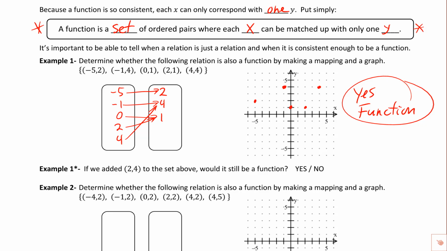Now, I'm going to change colors here, and this is example 1 star. Here's what we're going to do. We're going to add one more point to this. We're going to add the point 2, 4.